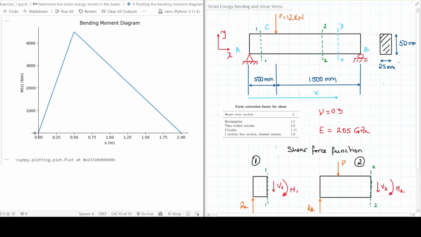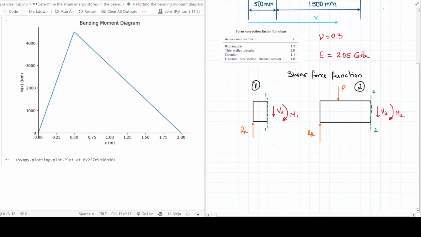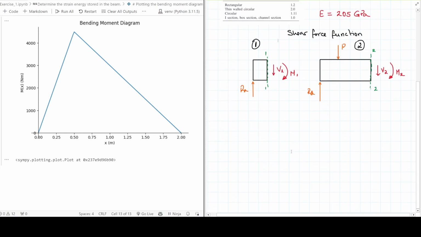And let me go back to the notebook, and then there is something like this. So, for example, we write down the equations. Strain energy due to bending is going to be equal to what? Well, we know that U_B is going to be equal to what?